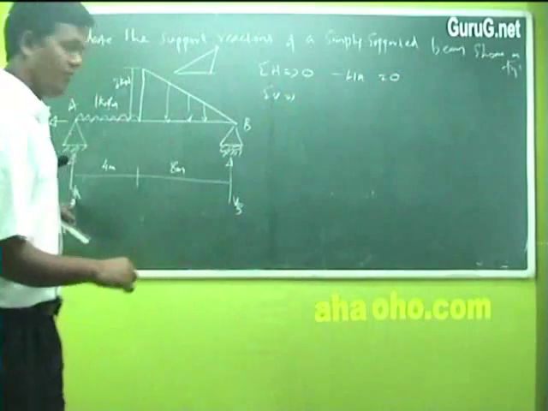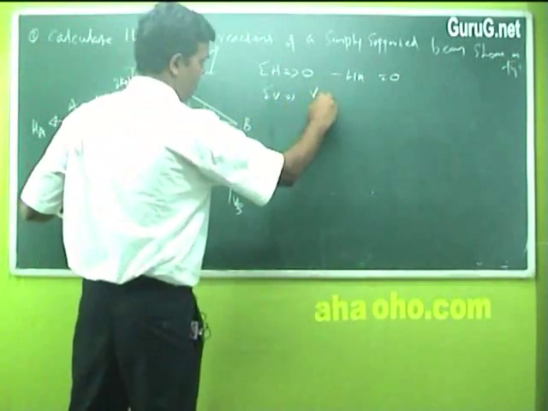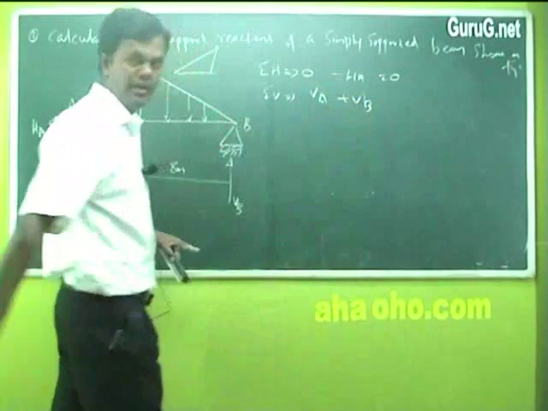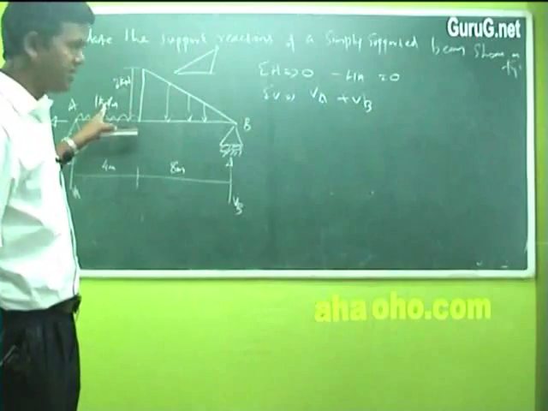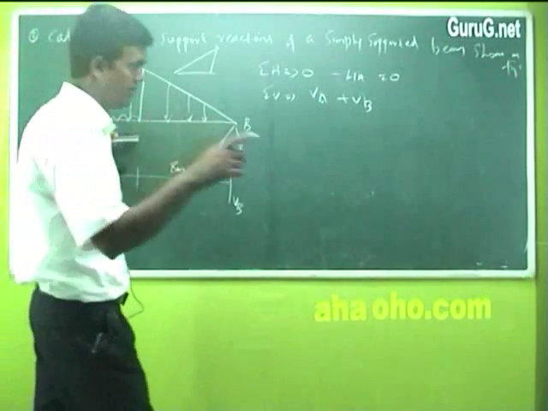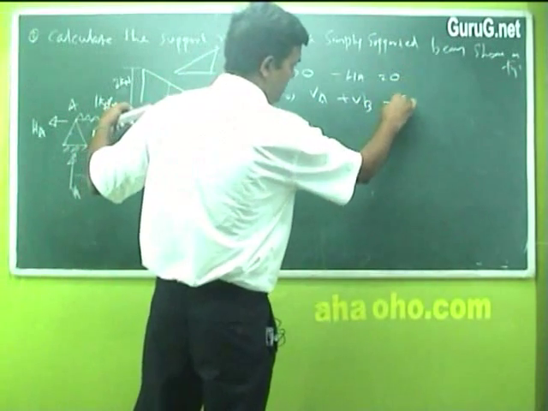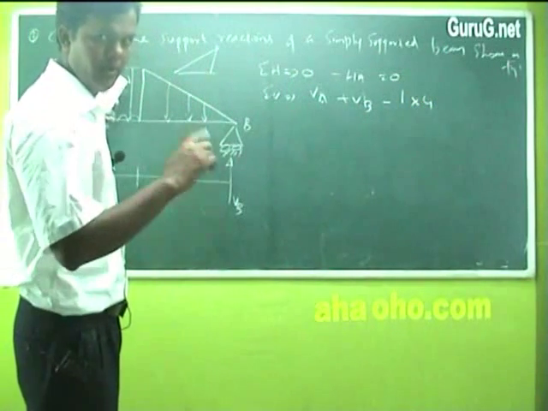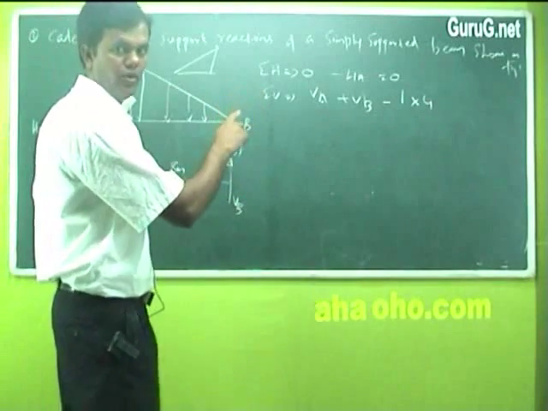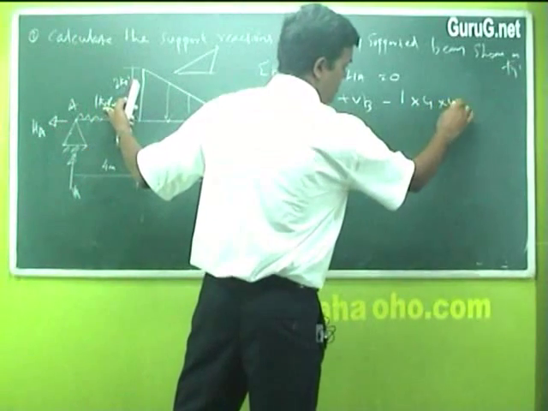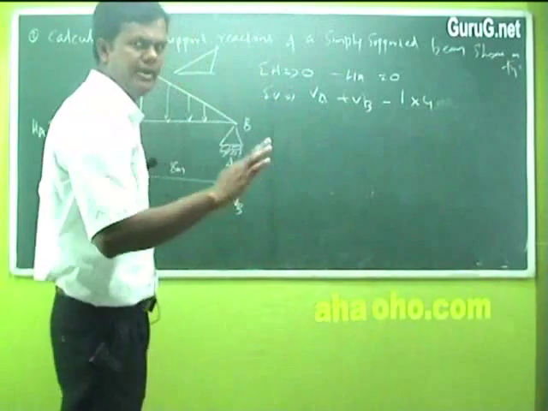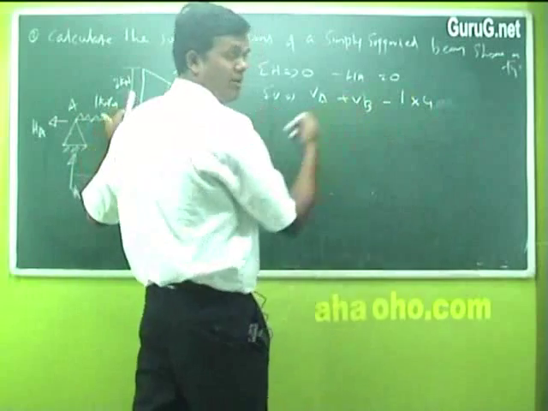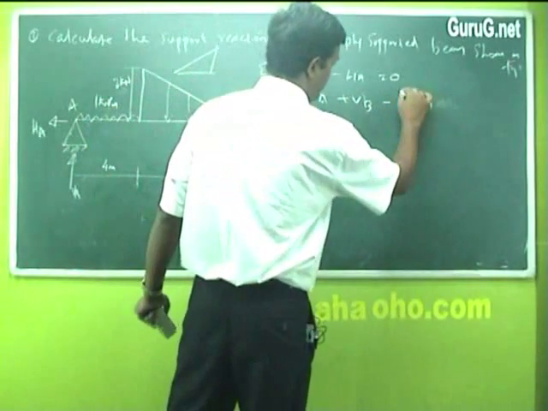What do you have? VA is up. You have VA, VB again plus VB. And what else you have? You have converted this 1 kilonewton into a point load. Remember, it is acting down. It is minus of 1 kilonewton into 1 into 4, I said. 1 into 4 is the load, that is the weight, 1 Newton into the total span 4. Minus of 1 into 4.